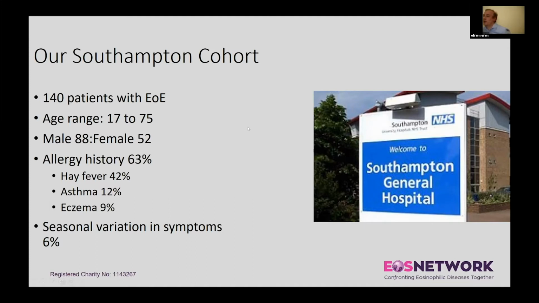The age range is quite broad, so 17 to 75, more males than females. And a lot of them do have a history of atopy, but not all of them. So a reasonable number don't have any allergy history. And in terms of seasonal variation, so hay fever 42%, but only about 6% of our cohort experience worsening symptoms during the pollen season. So it's not all of them, but it is, you know, a relevant population.